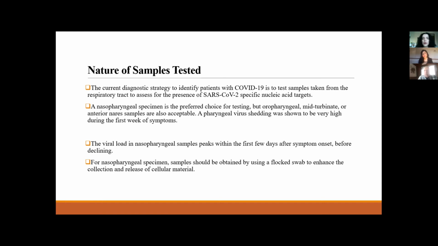Pharyngeal virus shedding was shown to be very high during the first week of symptoms, or 10 or 14 days after the first symptoms. The viral load in nasopharyngeal samples peaks in the first few days after symptom onset before declining. For nasopharyngeal specimens, samples should be obtained by using a flocked swab to enhance the collection and release of cellular material.